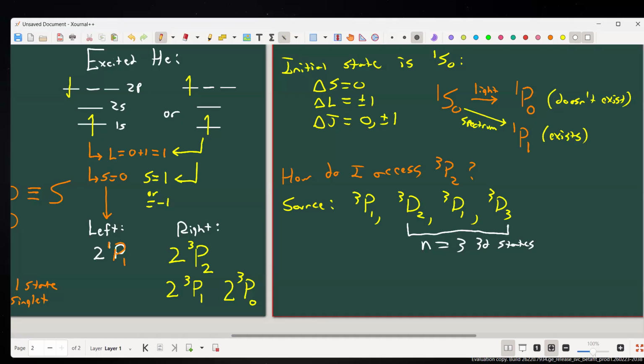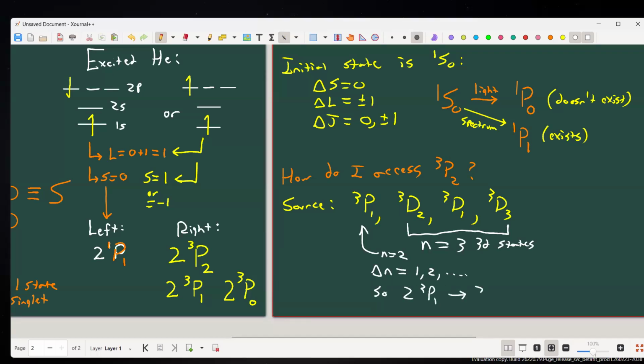Right, and there is this one, for instance, at n equals 2, but delta n has to be equal to at least 1. So the 2 3P1 state to 2 3P2 state is forbidden. Also because L is not changing and delta L is equal to 0. That's not allowed. Okay, so if I ended up in this manifold of triplet states, I can't even move between them. Right. Okay, these states are just kind of locked away in the closet.